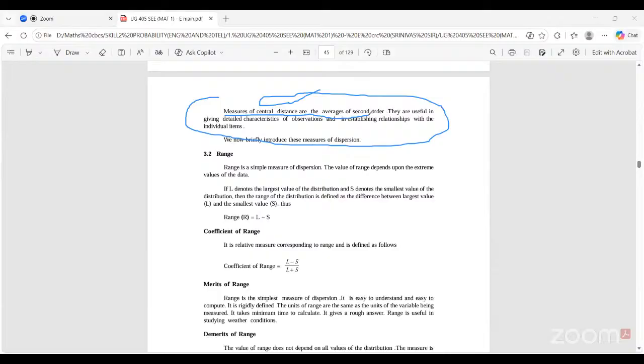Measures of central tendency. Dispersion is the average of the second order. It is useful in giving the detailed characteristics of the observations. We now briefly introduce the measures of dispersion we are taking here.